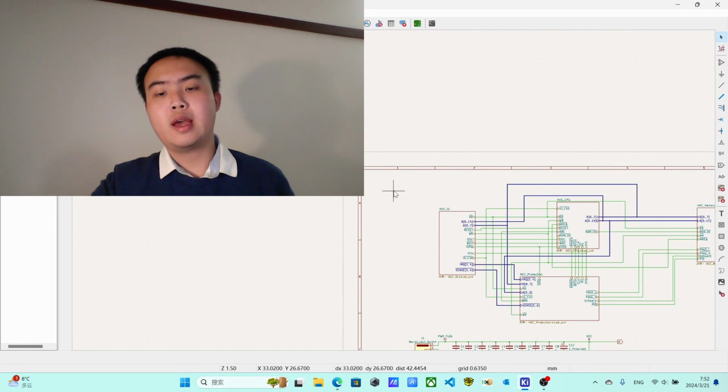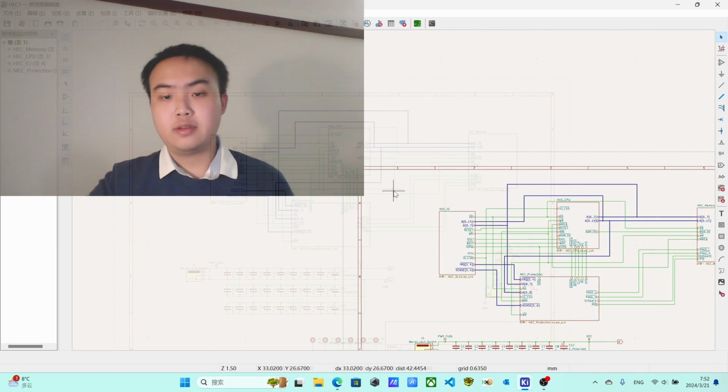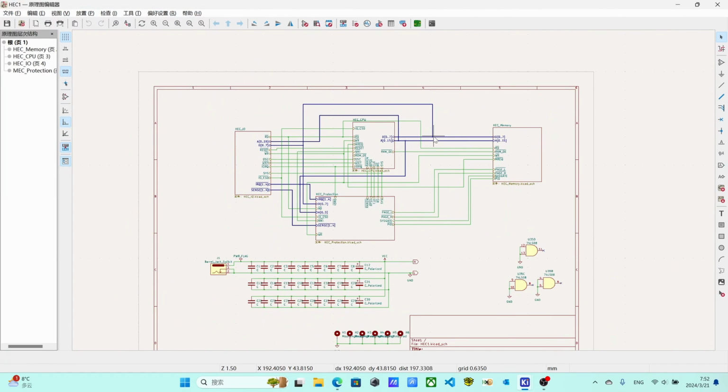Now I want to make a quick update video about the state of the hack project because I think it has reached a milestone that I should make a video about. So as you can see, this is the schematic of the hack project right here. I have divided it down to four different parts.